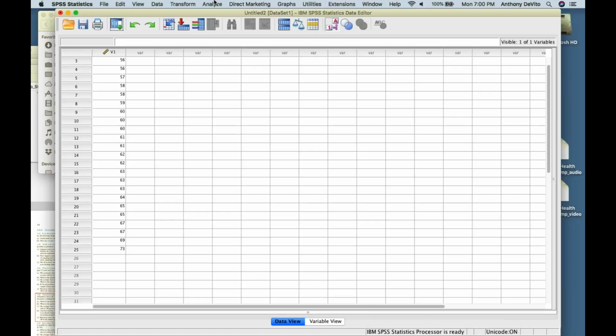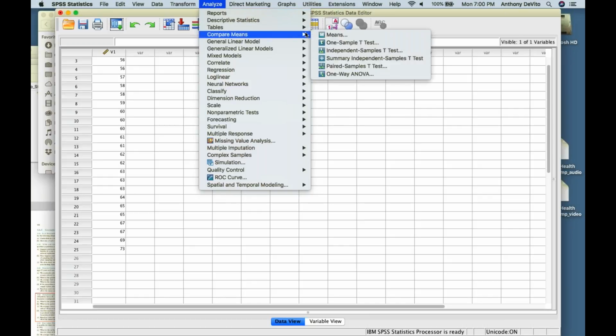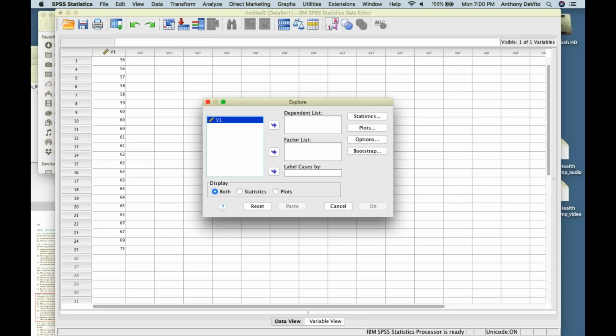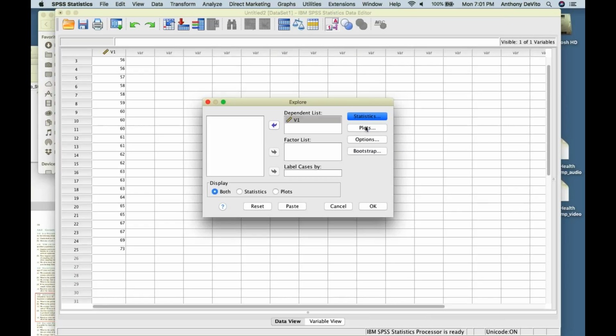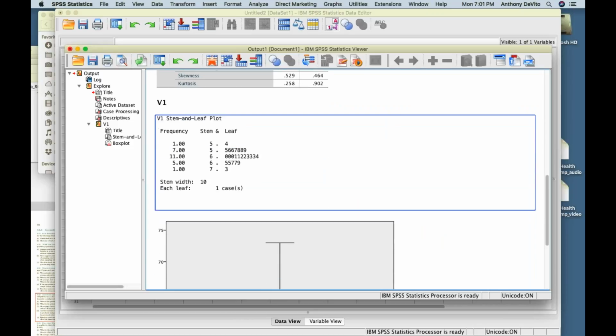So I'm going to say, let's see, analyze, descriptive statistics, explore. I want to compare the mean and the median, for instance, so I'm going to ask it to find a whole bunch of statistics for me. Okay, I'll leave this checked off for all the descriptive statistics and say okay. An output window is about to open up, and let's see what this looks like.